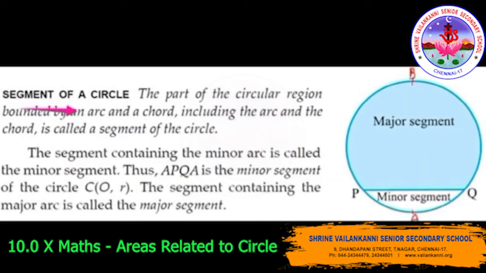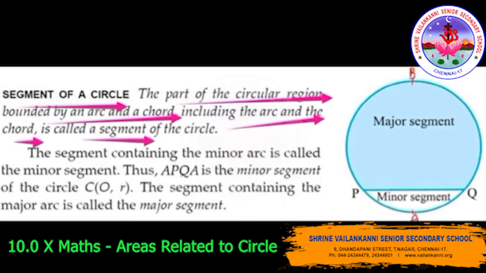Next, we define a segment of a circle. The part of the circular region bounded by an arc and a chord, including the arc and the chord, is called a segment of the circle. In this figure, we have drawn a circle and a chord PQ, where the chord touches the circle at the points P and Q. The portion which lies between a chord and an arc of a circle is called a segment.